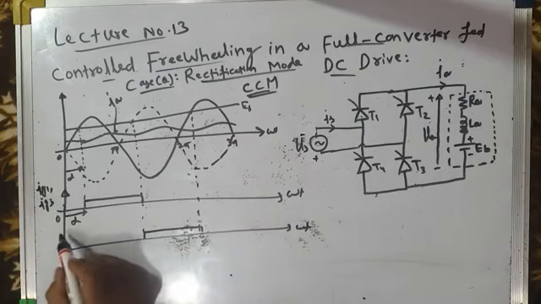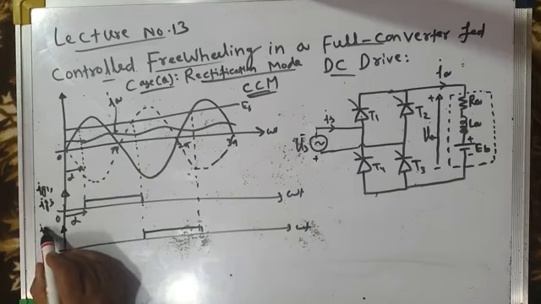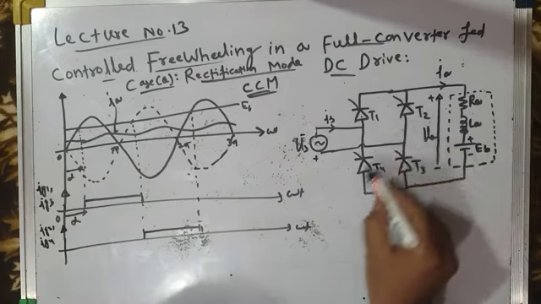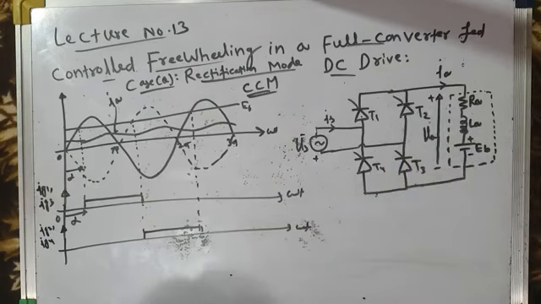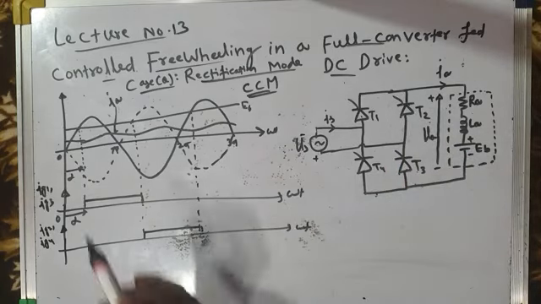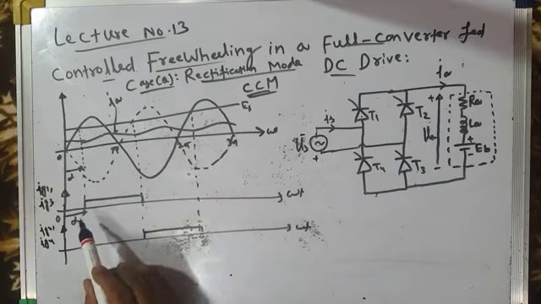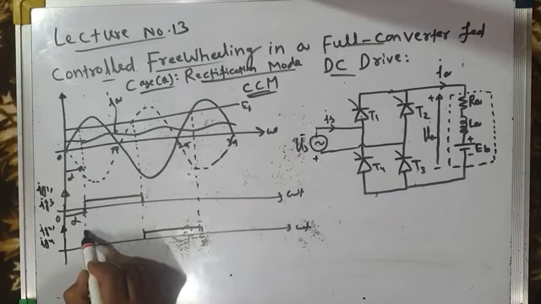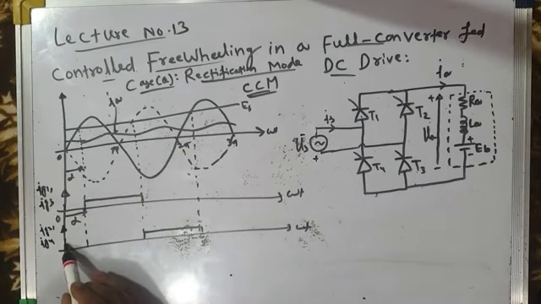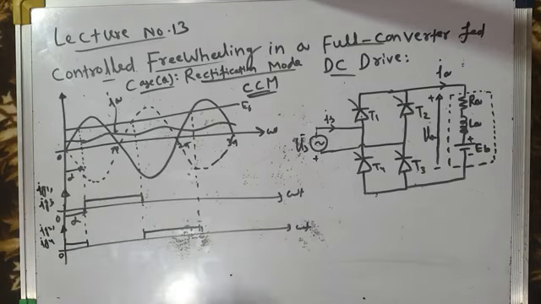From this is Ig2, Ig4. That means gating pulse of thyristors 2 and 4. Okay. Now, that means previously also, before T1 and T3 was fired, previously also T2 and T4 were fired. Okay. If we assume previous conduction also. Now let us see the waveforms.